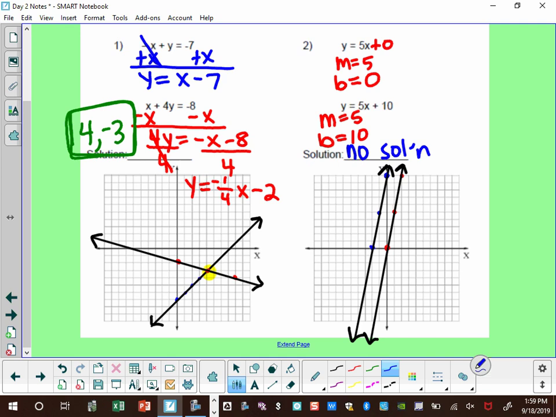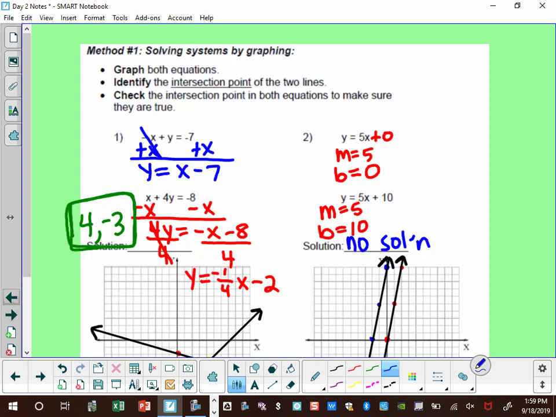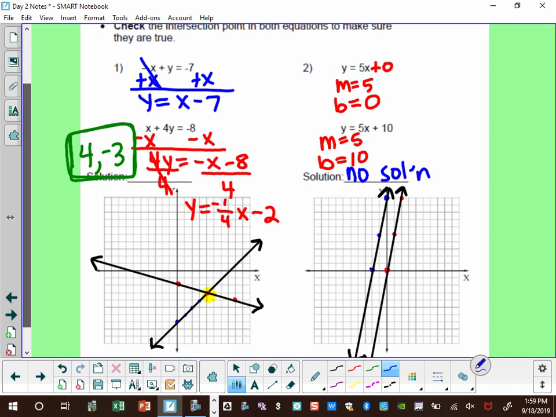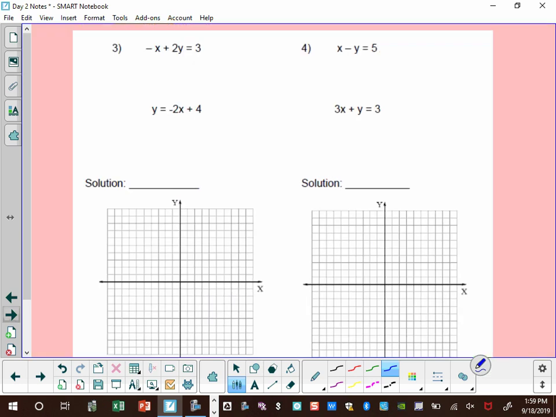All right, I want you guys to do 3 and 4. You can refer back to this if you'd like. But actually, let's at least get started. On number 3, I have one of my equations in y equals. The other one is not. How do I get that in y equals?